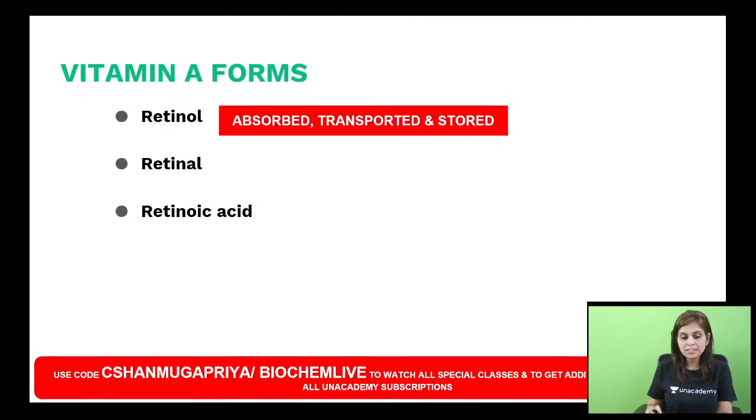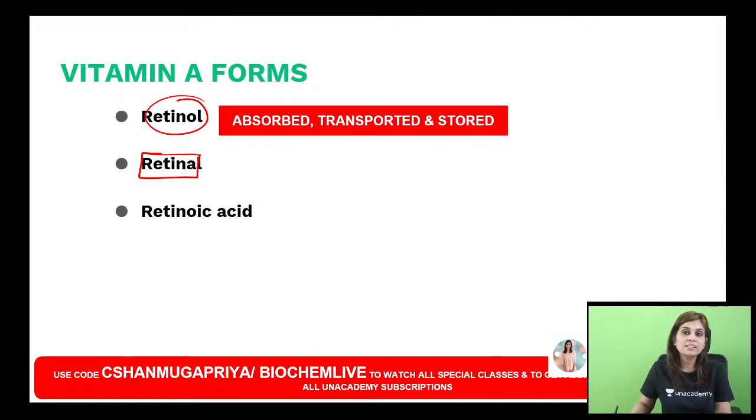Suppose the question is, in what form is vitamin A stored in liver? What will be your answer? Your answer should be retinyl palmitate, or in other words, retinol attached to palmitic acid. Retinal. Do you see a retina here? That's a clue that is given to you. This is the form that is present in the eye. In rods and cones, you have retinal in the form of 11-cis retinal.